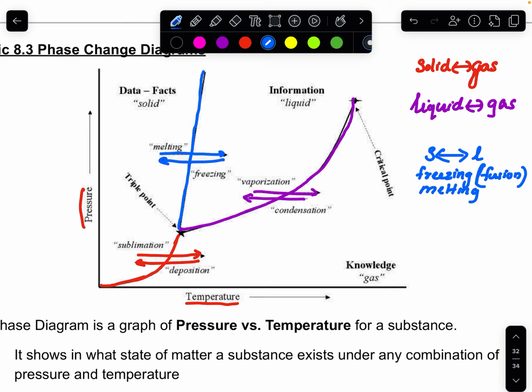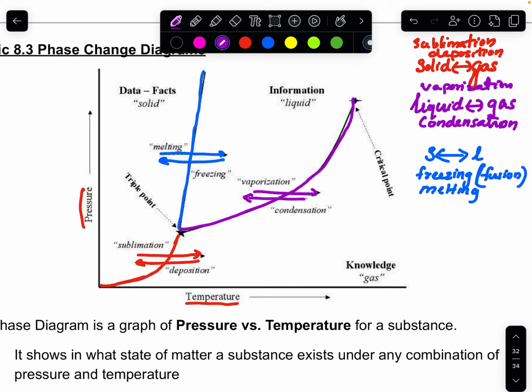Okay, so sublimation and deposition are the other pair, where a solid and a gas convert into each other. Sublimation and deposition are the opposite of each other. And liquid to gas, we'll call vaporization. Then the opposite is called condensation. I'll write on the bottom, I don't have space.